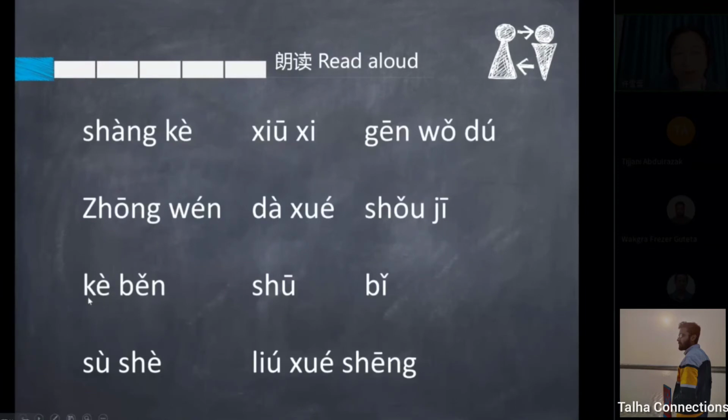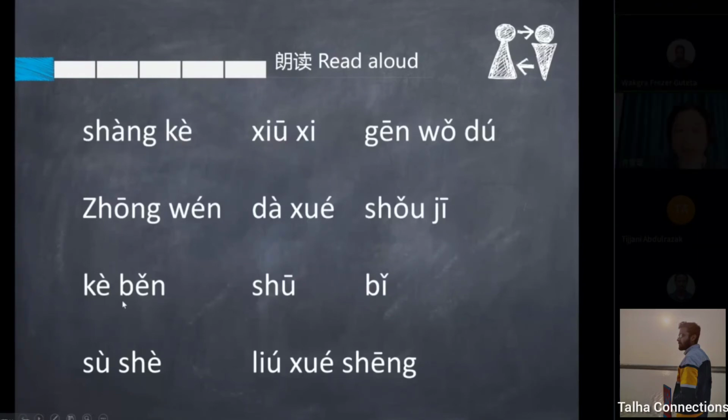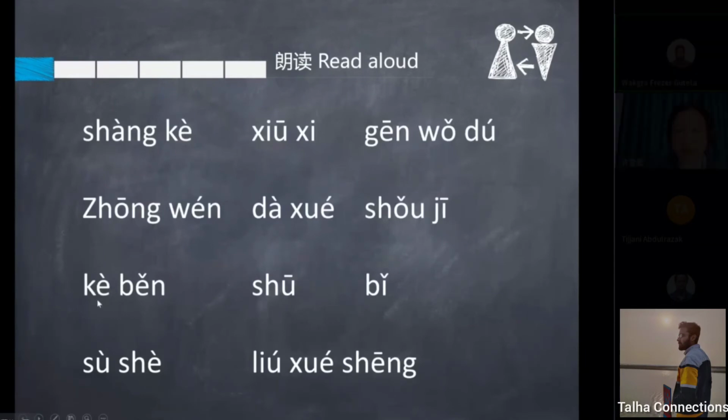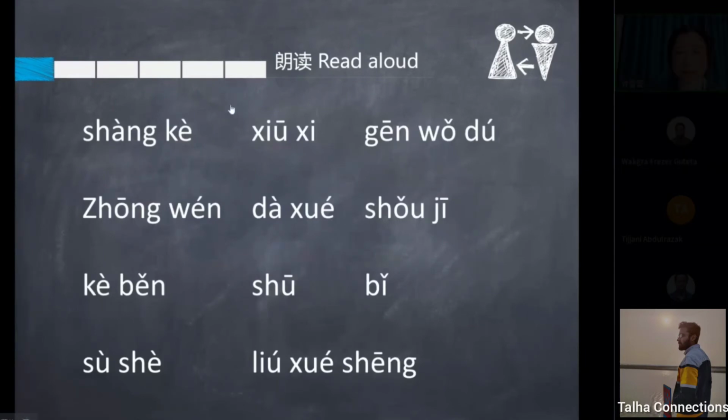Next one. 课本 is the textbook. 课本. Next one.